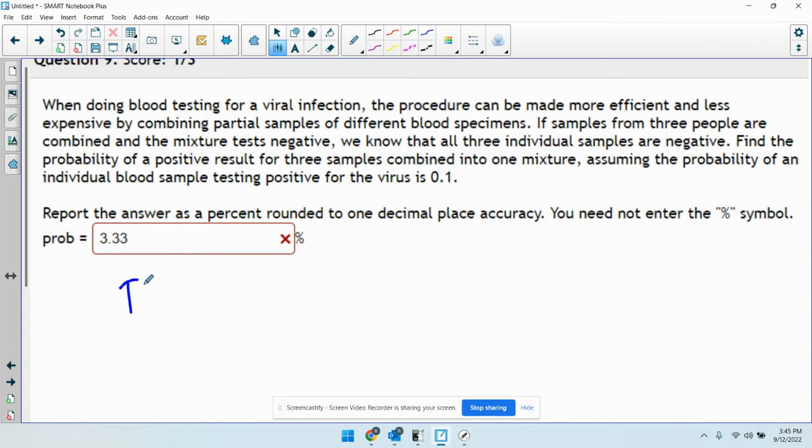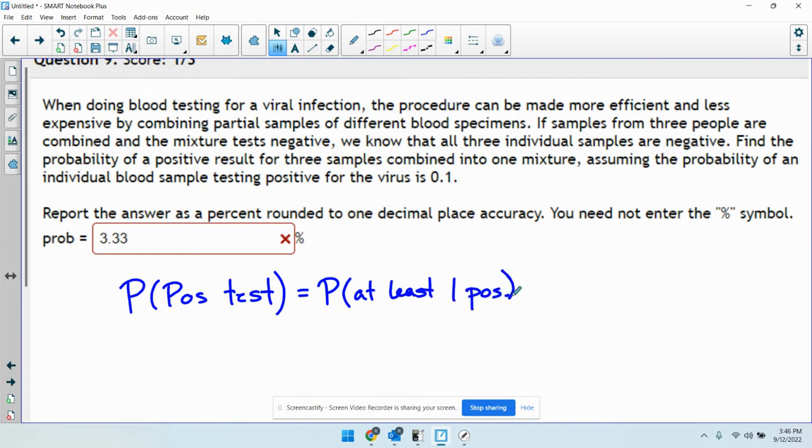So we want to know the probability of a positive test. Well, in order for it to come back with a positive result, that means that 1, 2, or all 3 have to be positive. At least one has to be positive. At least one positive sample or one positive specimen in the sample.